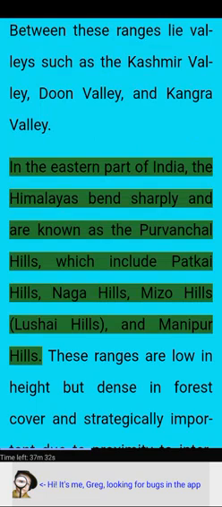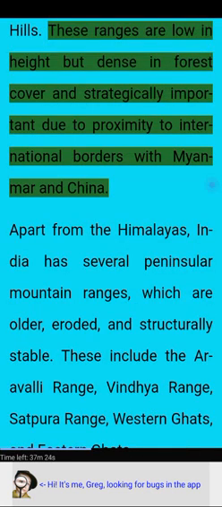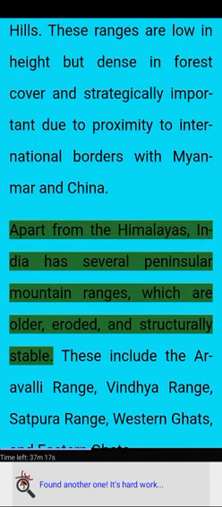In the eastern part of India, the Himalayas bend sharply and are known as the Purvanchal Hills, which include Patkai Hills, Naga Hills, Mizo Hills, Lushai Hills, and Manipur Hills. These ranges are low in height but dense in forest cover and strategically important due to proximity to international borders with Myanmar and China.